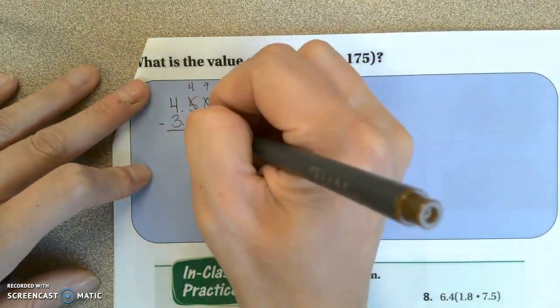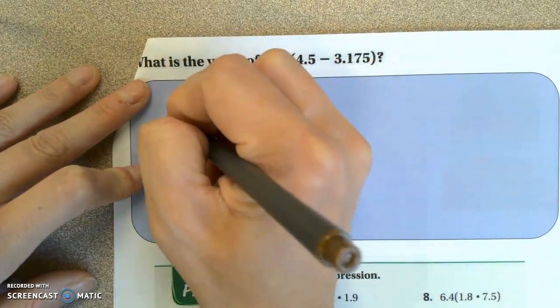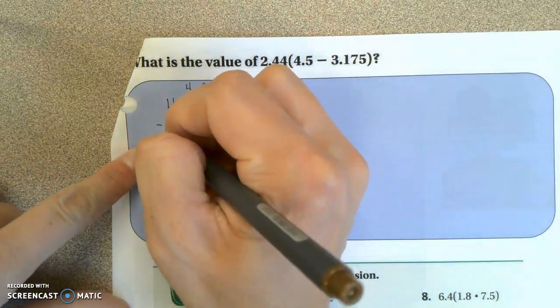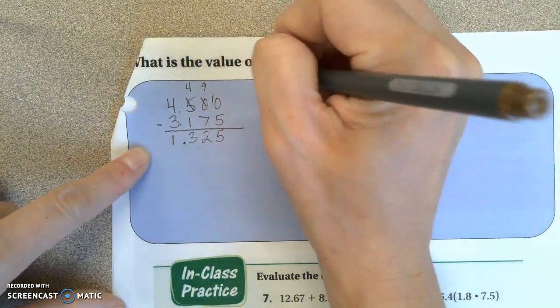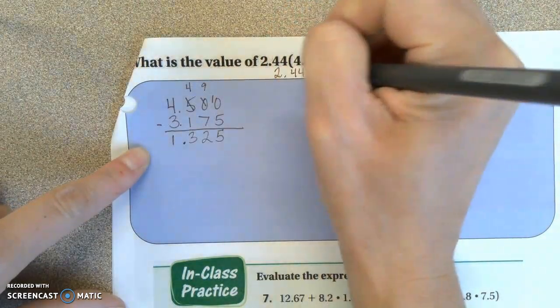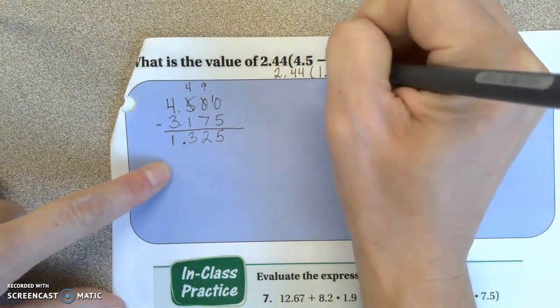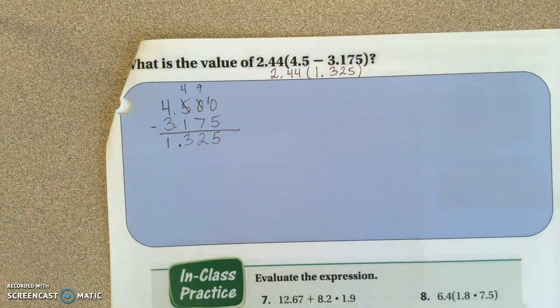10 minus 5. 9 minus 7. 4 minus 1. Bring down that decimal point, and then 4 minus 3. So now what we have is 2 and 44 hundredths. Those parentheses became 1 and 325 thousandths. Now I have to multiply that.